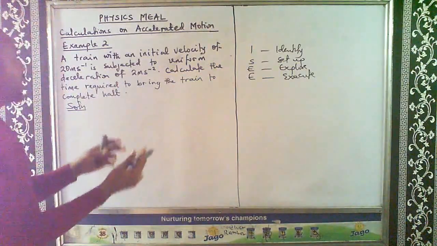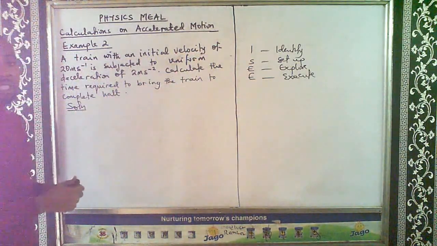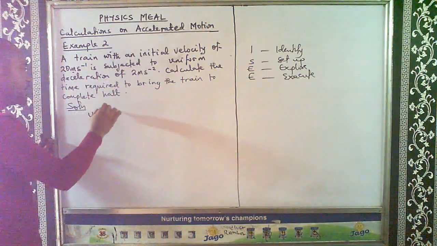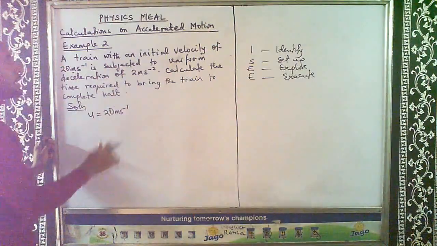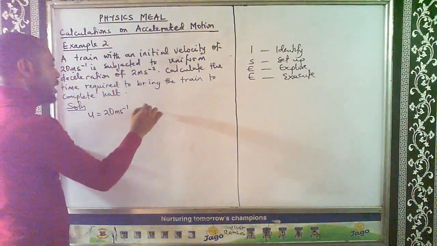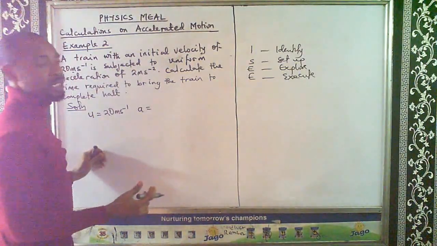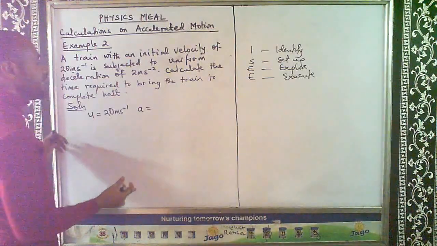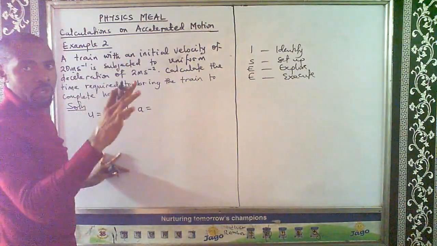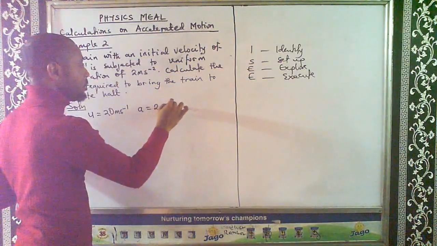So let's identify and set up. A train with initial velocity of 20 meters per second. Okay, we have identified this. The symbol is U, 20 meters per second. Is subjected to uniform deceleration of 2 meters per second squared. So A, remember we said that when we are dealing with deceleration, we are going to assign a negative value to the A term in the equation. So when we get to the equation, we are going to do that.